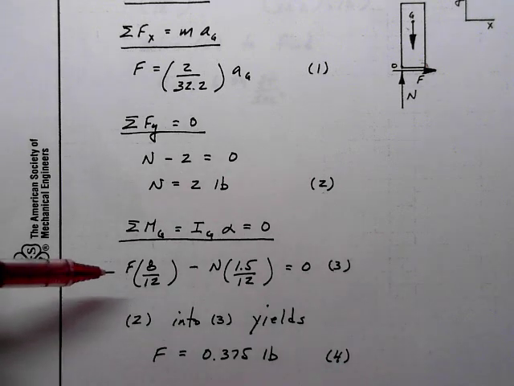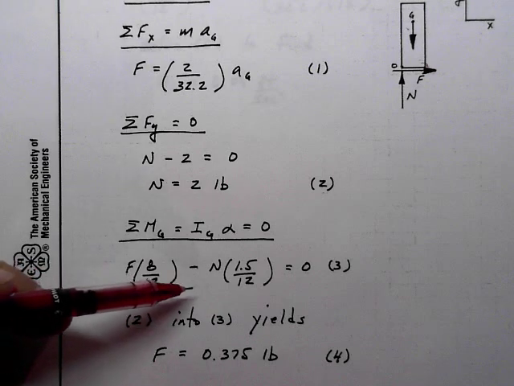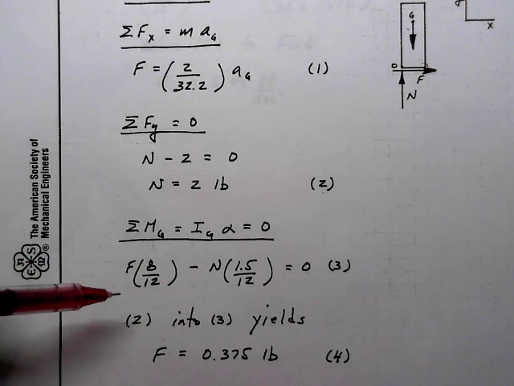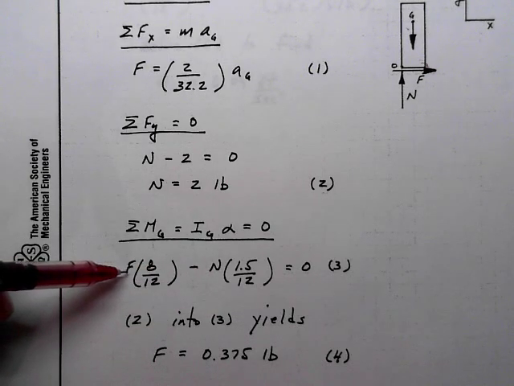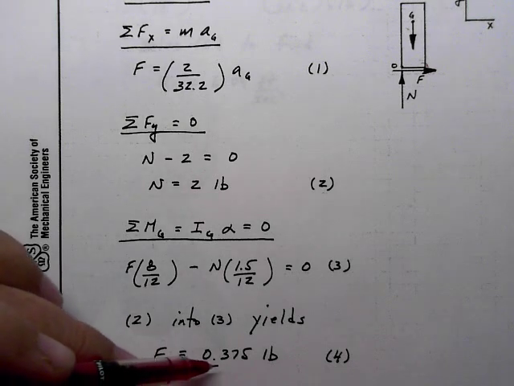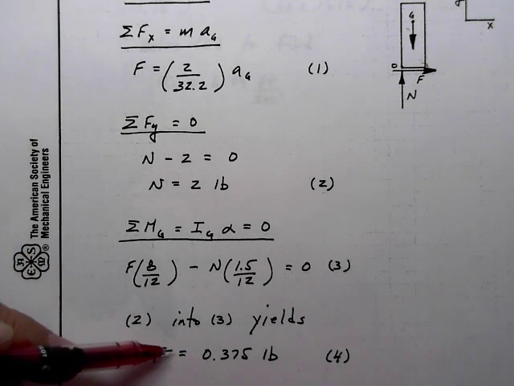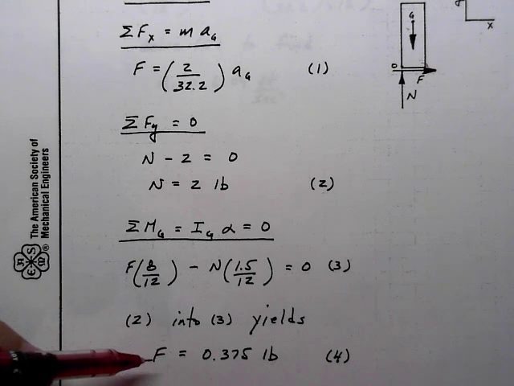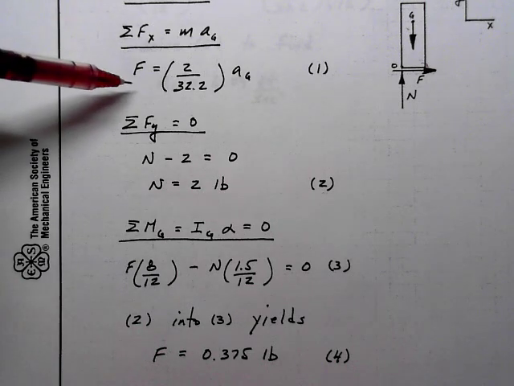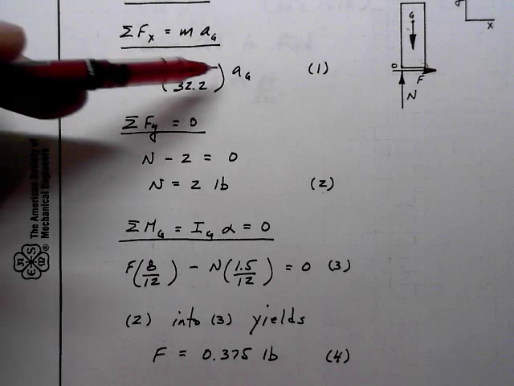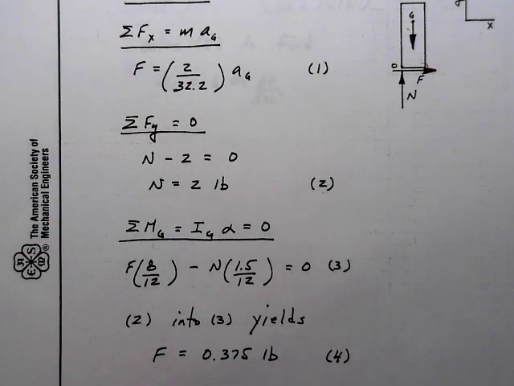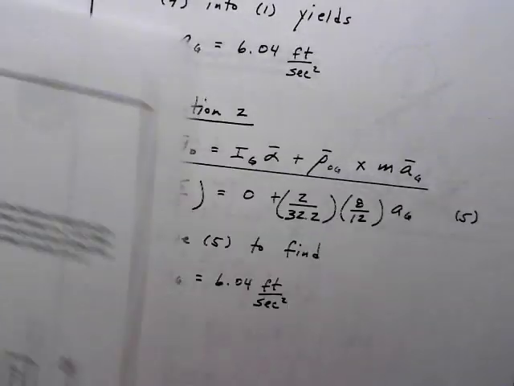This is one equation and one unknown, because now we know the normal force. So we can solve for the friction force, and that gives us a friction force of 0.375 pounds. And let's see, where are we going with this? We still did not know the acceleration, but now that we know the friction force, we're going to come back and get the acceleration. Pop to the next page.